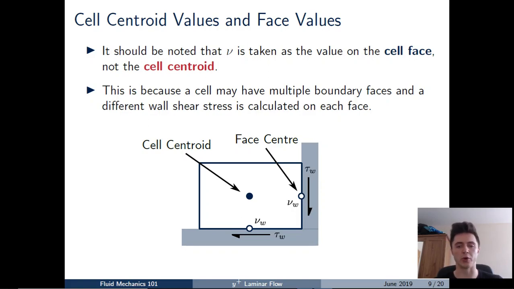And that's a very important distinction. And the reason for that is we may have our boundary cell with multiple faces attached to walls. For the example there, you can see for this corner cell, our corner cell has 2 boundary faces, and on each of those faces, of course, we may have a different wall shear stress, and we may have a different velocity profile. So that means that we need to take the value of the wall kinematic viscosity on the cell faces rather than the cell centroids. And that's going to come up a bit later.